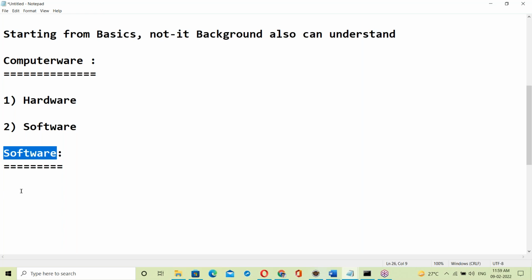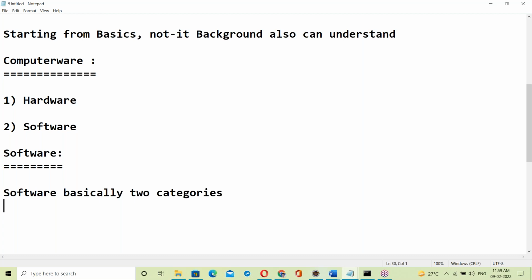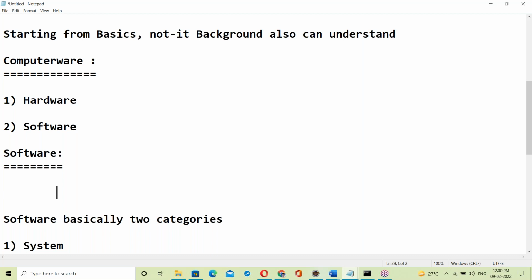Software basically has two categories. First of all, what is software?